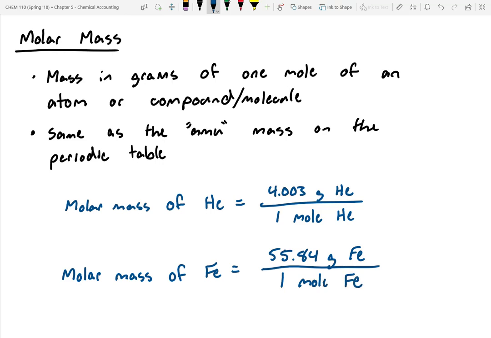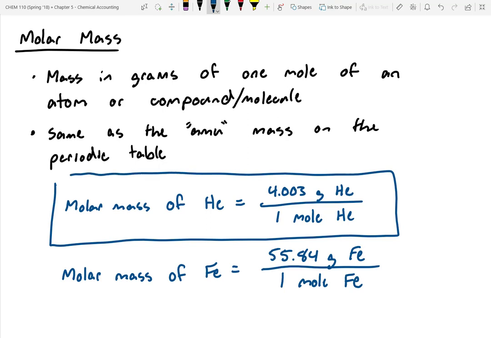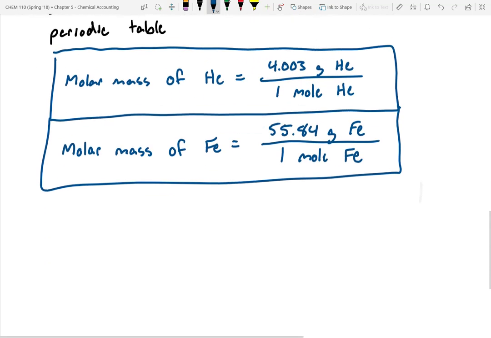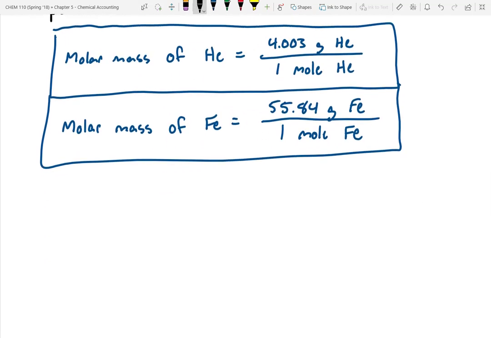Does that make sense? So use the periodic table as a guide whenever you're looking up the molar mass of individual elements. We do have to take this a bit further if we're looking at a compound or a molecule. So let's take a look at how we do this for compounds or molecules.